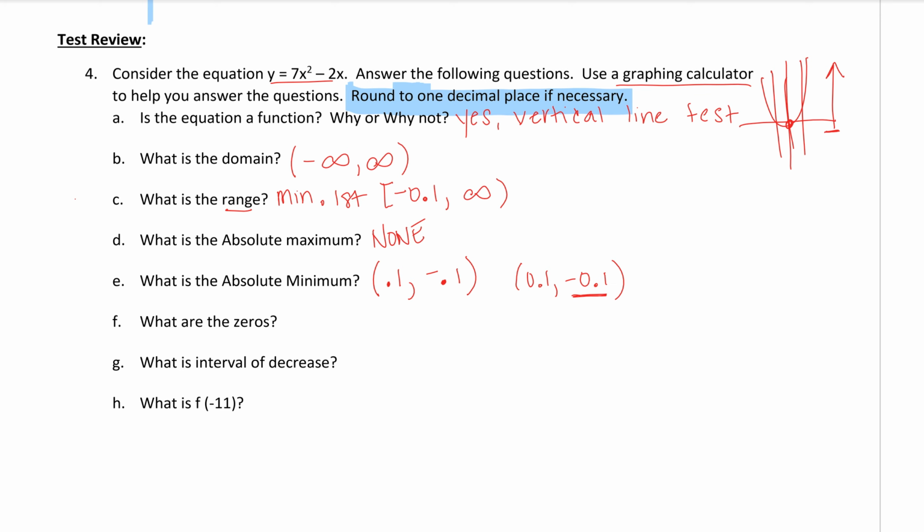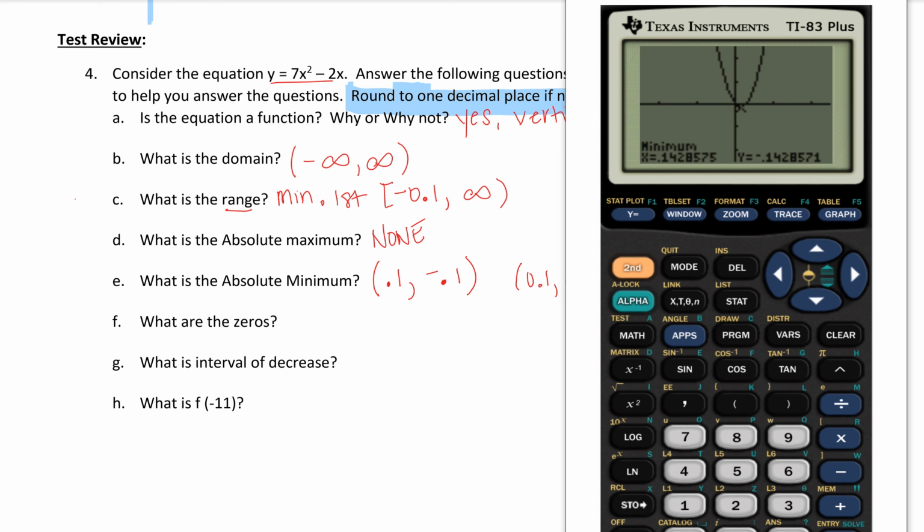Now to calculate zeros. So again, I'm going to zoom in one more time because I really, really want to be able to see exactly what I'm doing. Whoops. It didn't quite zoom in where I wanted to, so I'm going to hit zoom 6, enter. I'm going to reset my calculator.